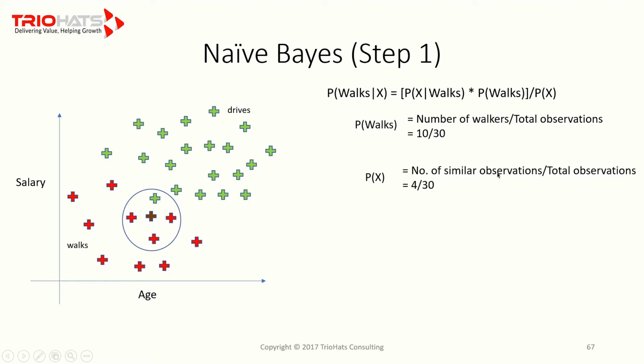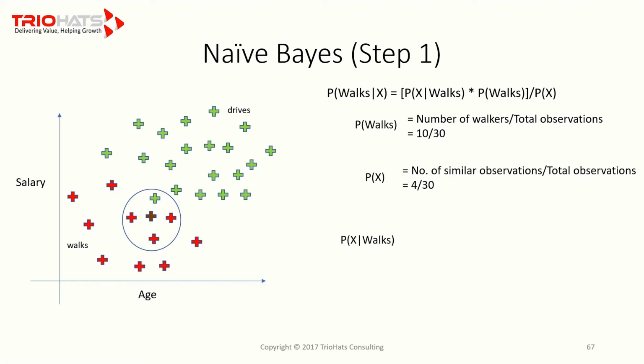So x here will become the number of similar observations upon total observations. Whatever value is inside this particular circle, being nearest to this new data point, counts as similar observations. So there are 4 similar data points to this new data point, so that will be 4, and total observations is 30, so 4 by 30.